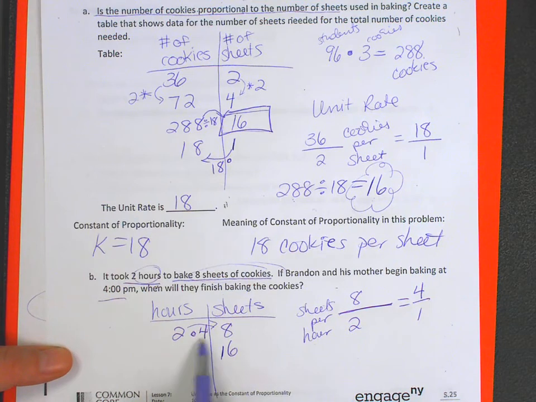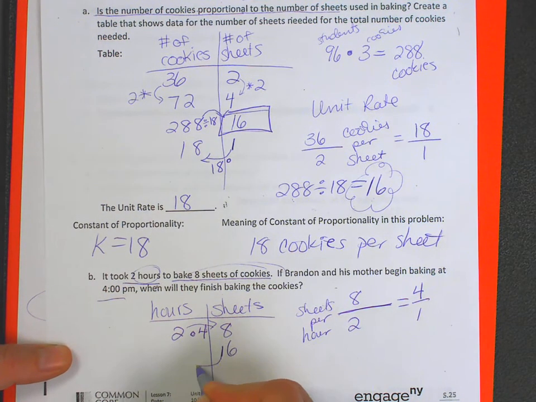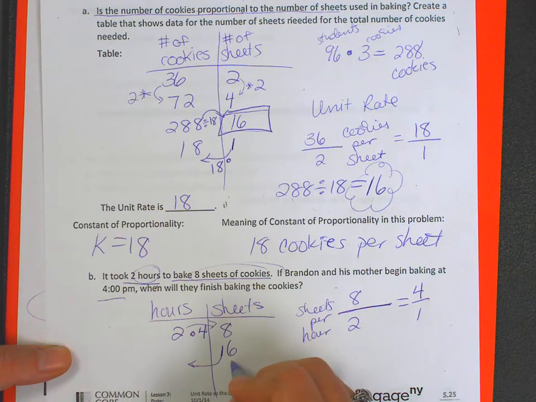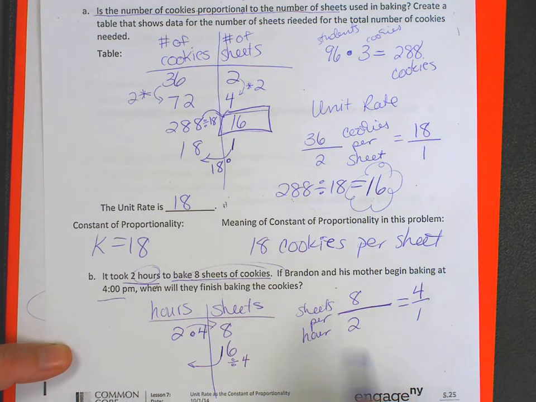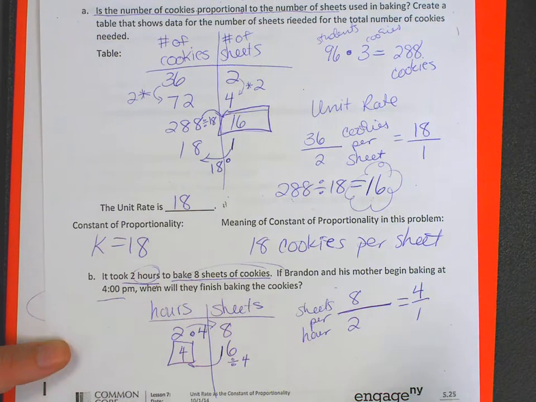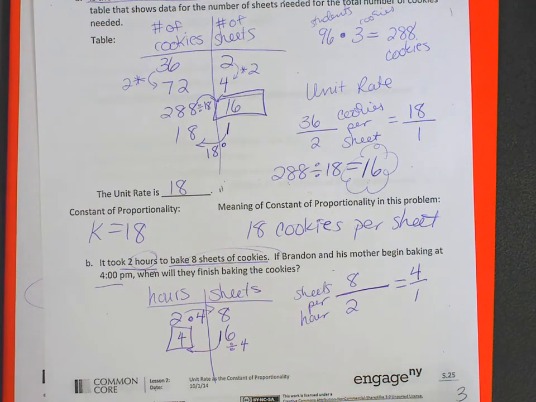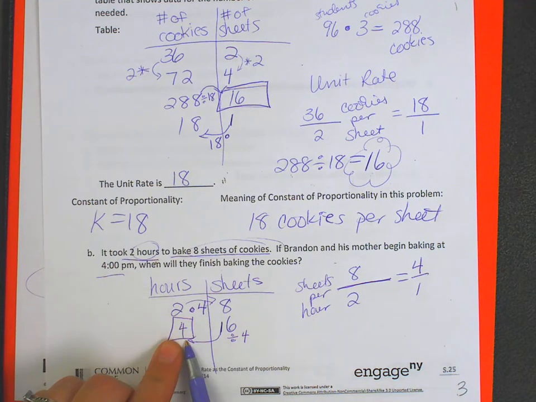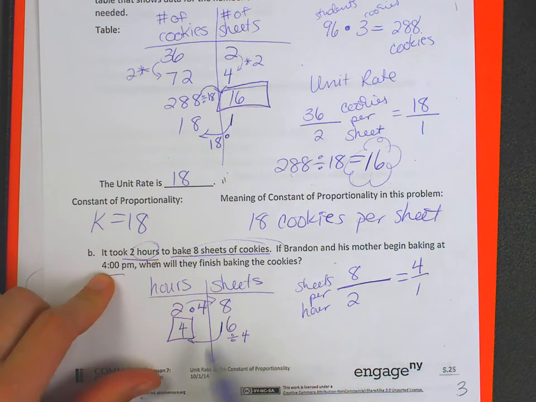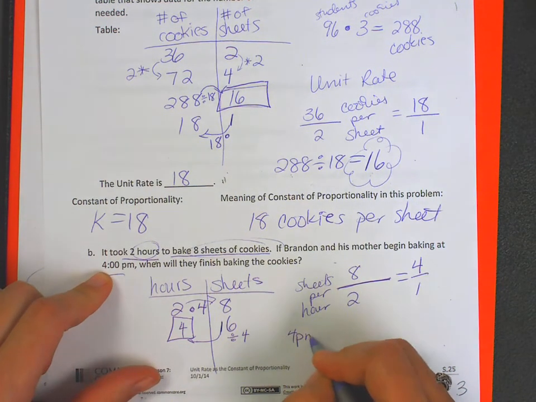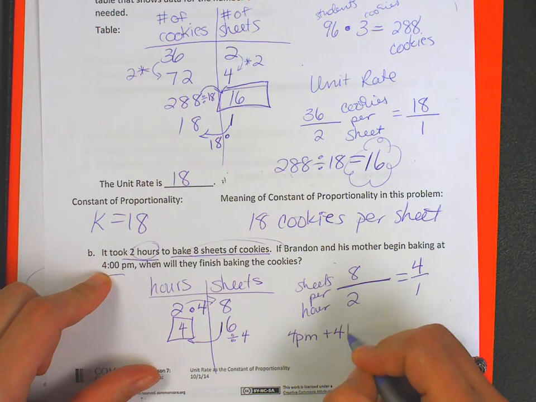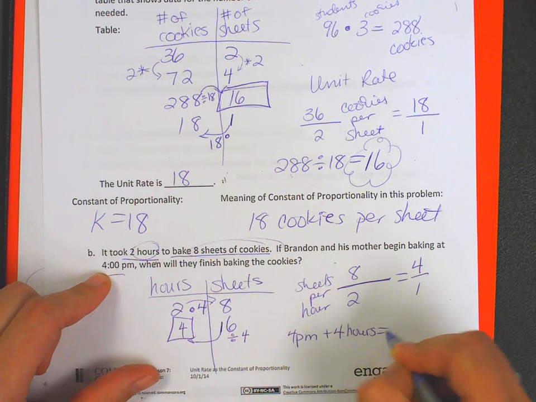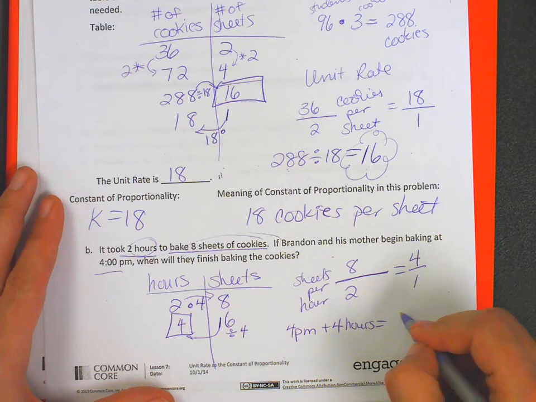2 times 4 is 8. Isn't that great? Now we got to reverse it. It's not times. It's divide. 16 divided by 4 is 4. It's going to take 4 hours. Now, this is taking a little bit of time, but it's no big deal. It's still pretty easy. 4 hours to make it, and I'm starting at 4 p.m. 4 p.m. plus 4 hours later means we're going to stop baking at 8 p.m.